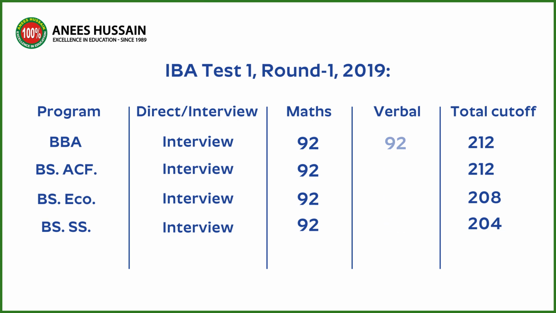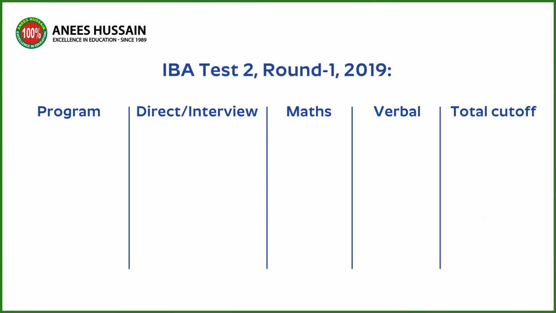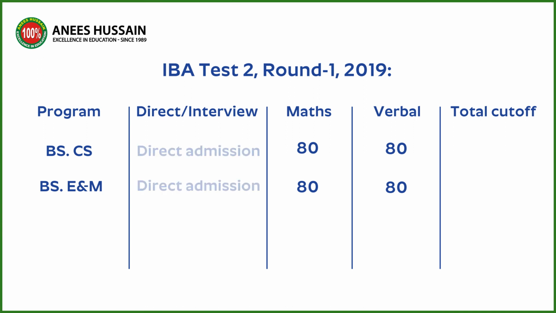If we look at the second test for round 1, which was for Computer Sciences and Economics and Math, the individual cutoffs for math and verbal in this particular test were slightly lower. So the math cutoff was 80 for all of these programs, and the verbal cutoff was also 80 for all of these programs. The total cutoff for direct admissions into computer sciences was 204, and economics and math was 204.